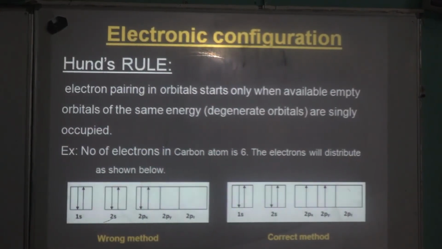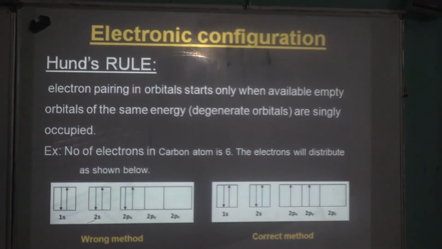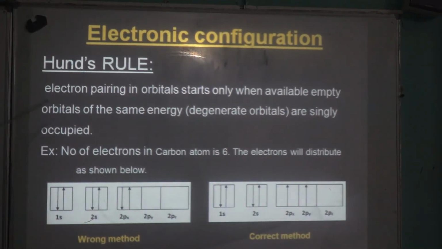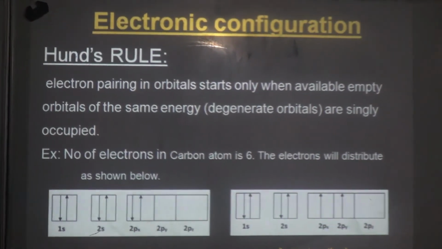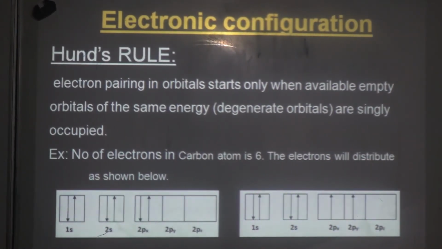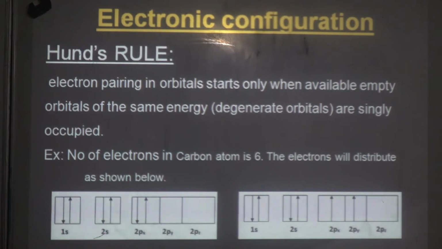Very well. Now, another important rule is Hund's rule. What is this Hund's rule? Electron pairing in an orbital starts only when the available orbitals of the same energy are singly occupied. This is the most important. Let us explain it with an example.